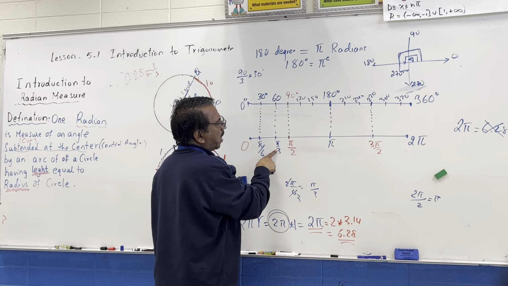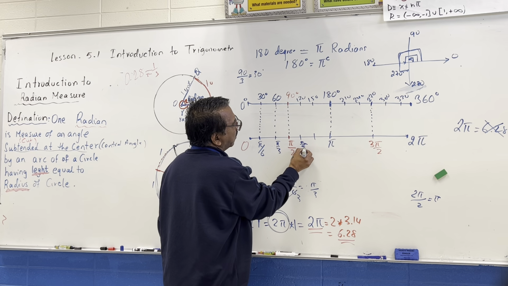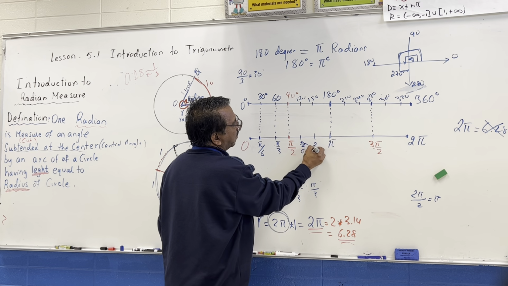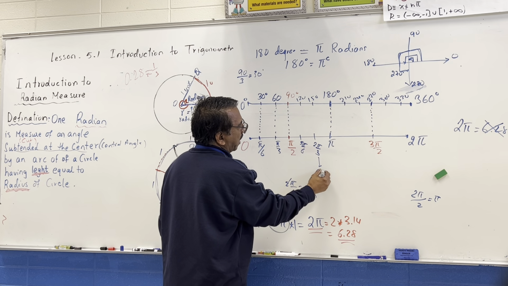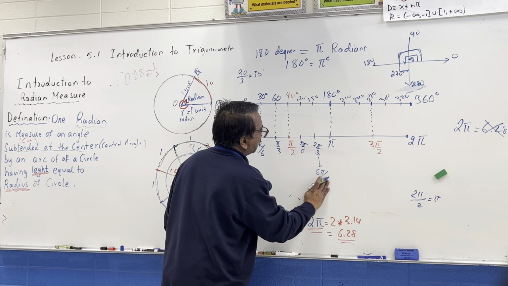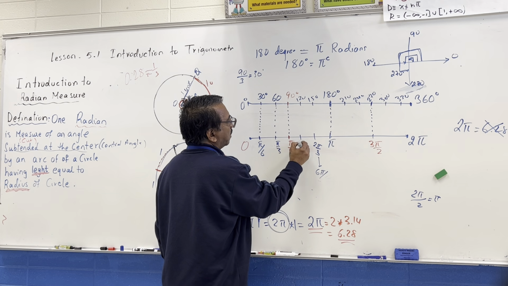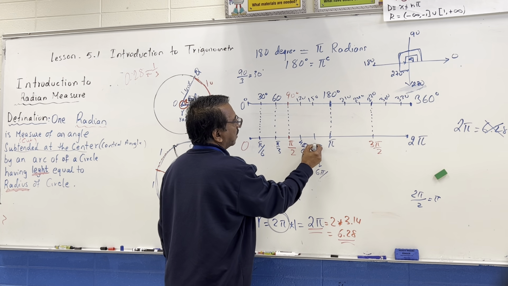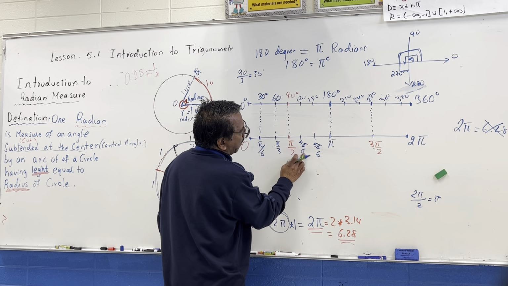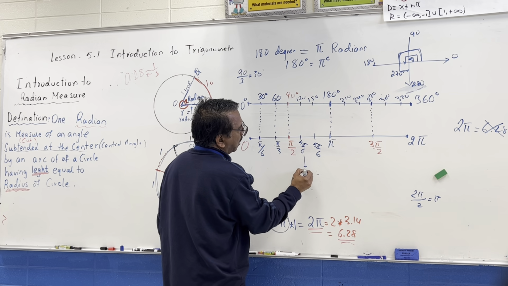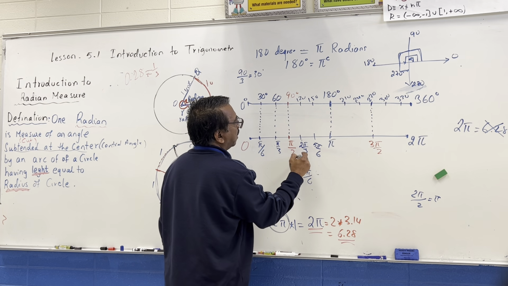This is pi by 6, this is 2 pi by 6, this is 3 pi by 6, and you can go on with 5 pi by 6. So this becomes 5 pi by 6, and 6 pi by 6. This 4 pi by 6 can reduce, so here we'll write 2 pi by 3.